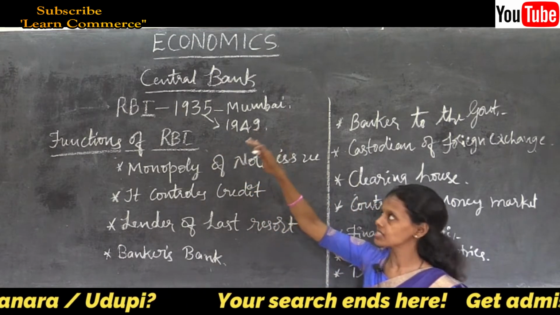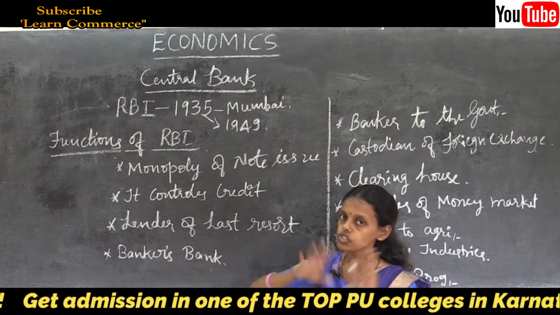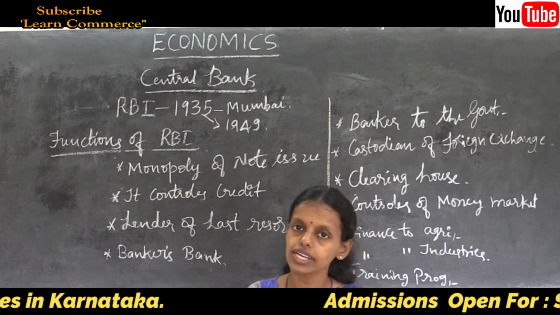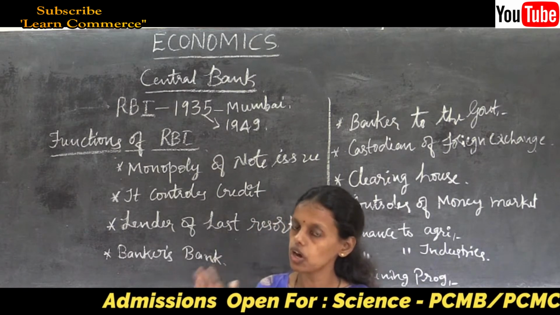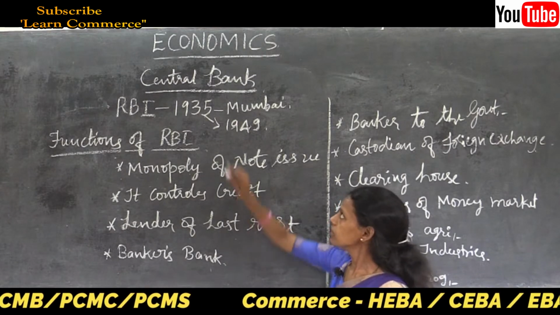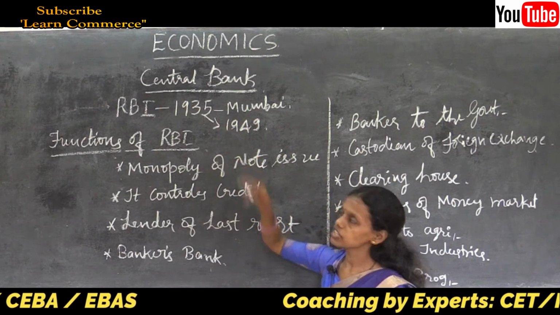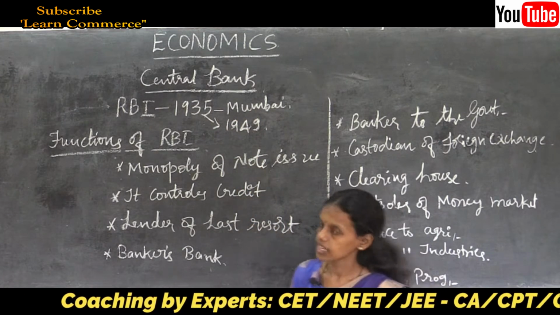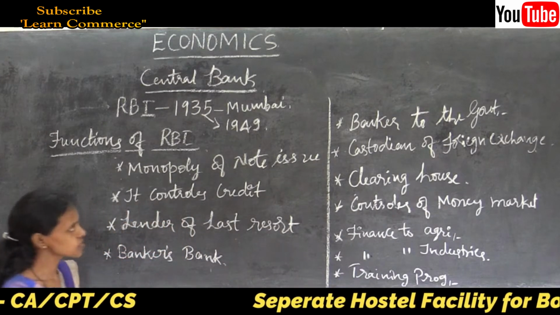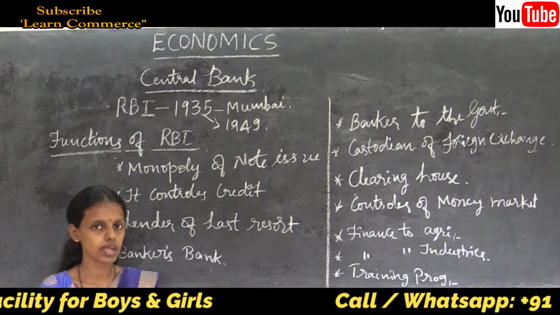RBI came into existence during 1935 as the Central Bank of India, the banker to all other banks. It is also called the Mother Bank of India or Leader Bank of India. It is the leader to all other banks. So, RBI acts as the Mother Bank of India. It was nationalized during 1949, and its headquarters is situated in Mumbai. Next, we are going to see the main functions of RBI, the Reserve Bank of India.